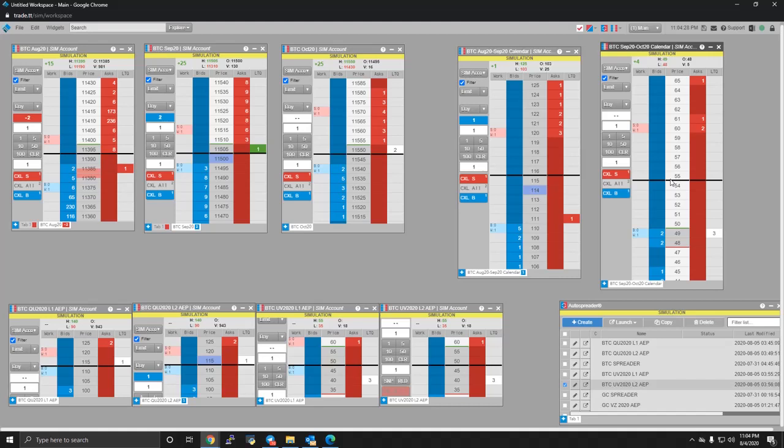So this is how you can become a market maker in futures markets for one of the most exciting and fastest growing financial markets in the world.